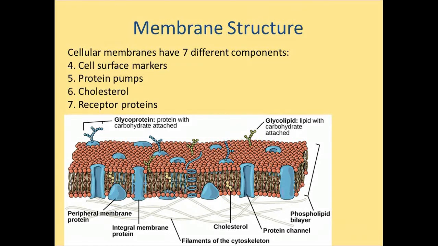Receptor proteins are found on the phosphate portions of the layer, which means that they face the cytosol on one side, the outside world on the other. And their job is to receive information. That information then is transferred into the cell to make the cell respond, or out of the cell to make other cells nearby respond.